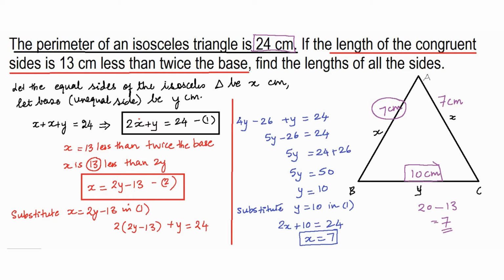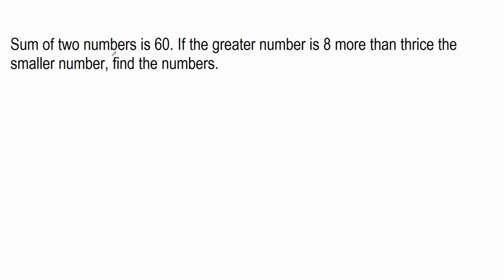Okay, moving on to the next one. The sum of two numbers is 60. That's one condition given. If the greater number is 8 more than thrice the smaller number, find the numbers.